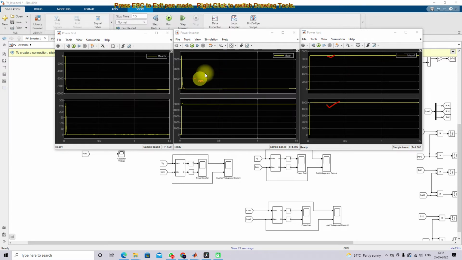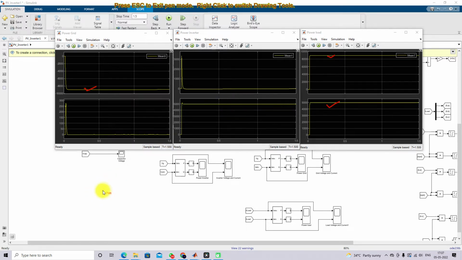So the reactive power is supplied from the voltage source converter, that means the active power filter, right? And here you can see that the real power of the grid is minus 9000 and the reactive power is zero. So that means the grid only supplies the real power, and the voltage source converter only supplies the reactive power. So now the voltage source converter acts as an active power filter.